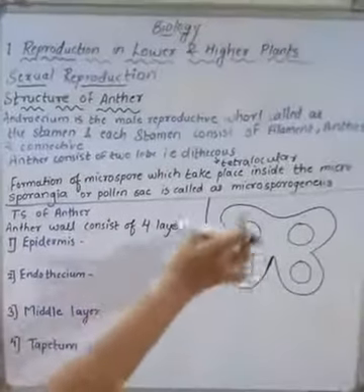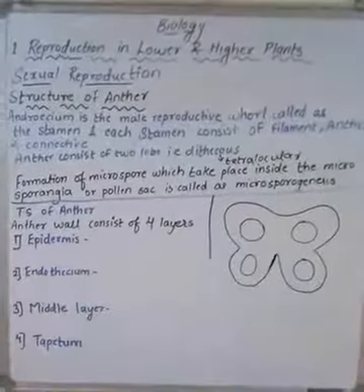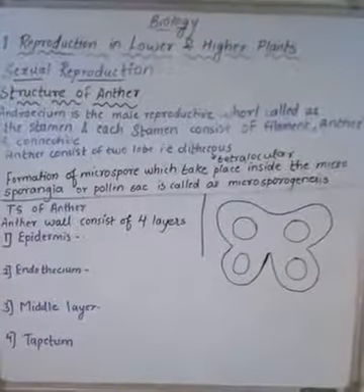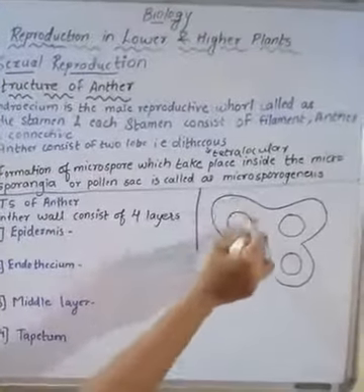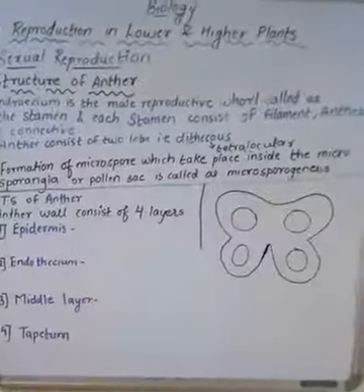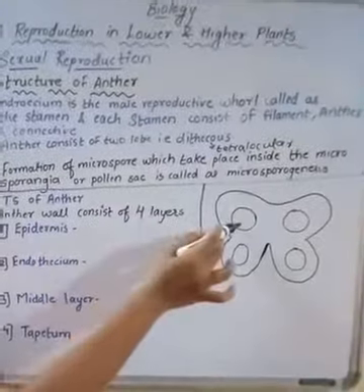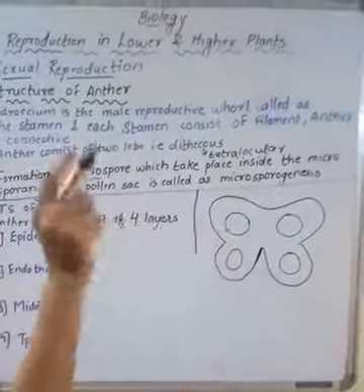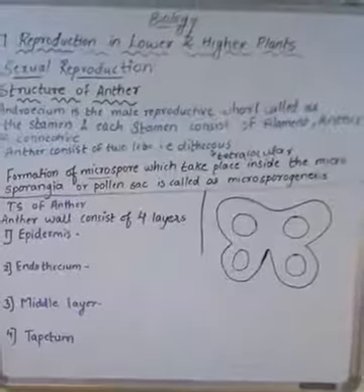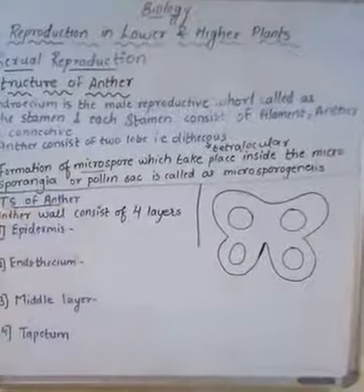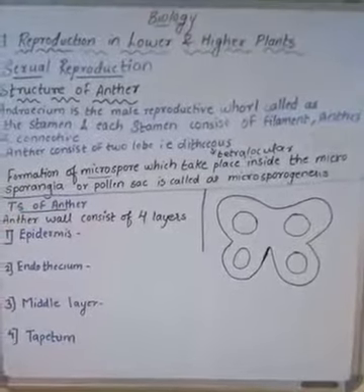So what is this microsporangia? As we have seen, the anther is dithecous, but internally it is tetralocular. So each of these sectors is called a microsporangium. Inside these microsporangia, the formation of microspores takes place, and this process is called microsporogenesis. Clear? Now we will see the TS of the anther, that is, the internal structure.